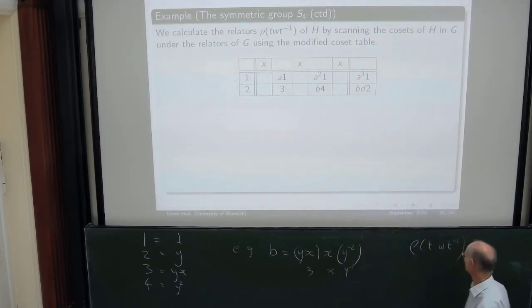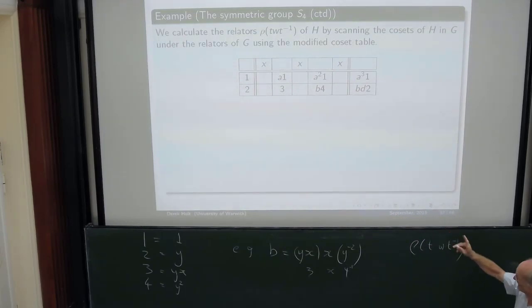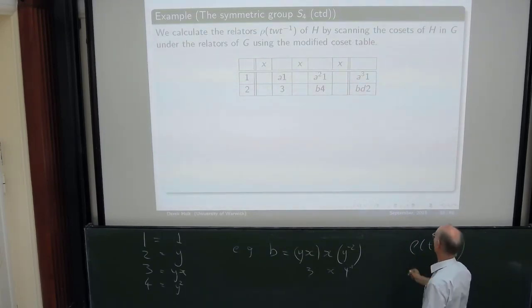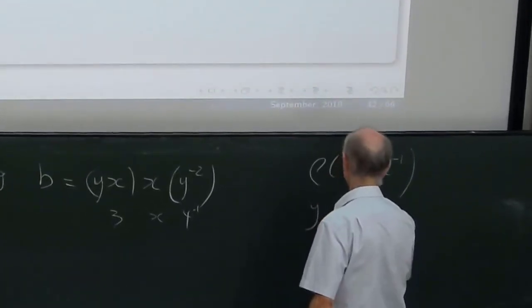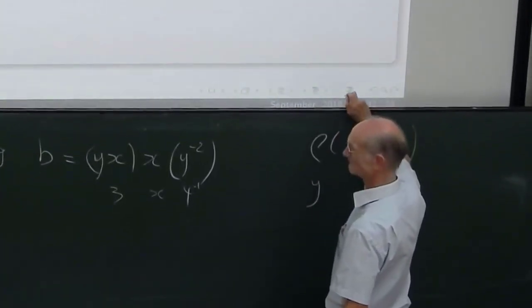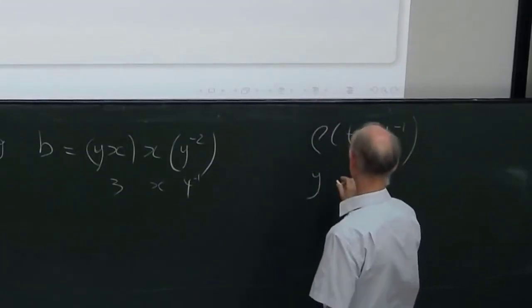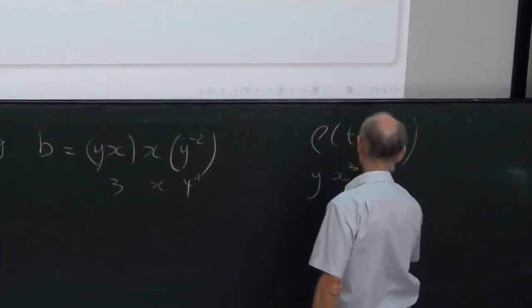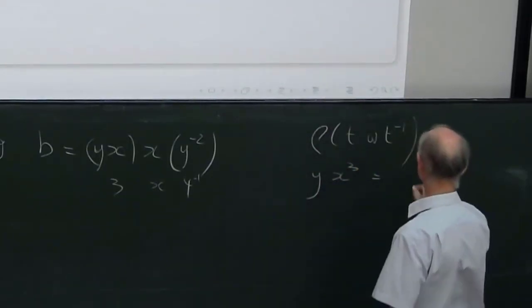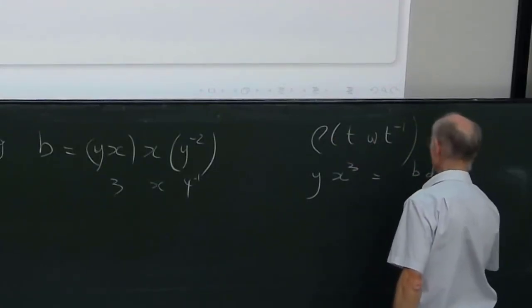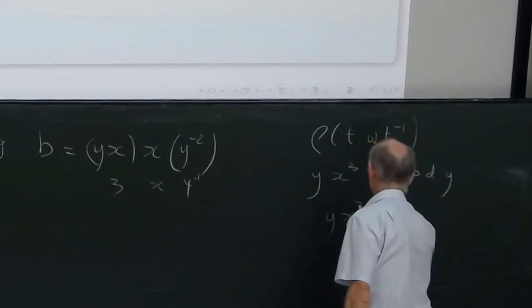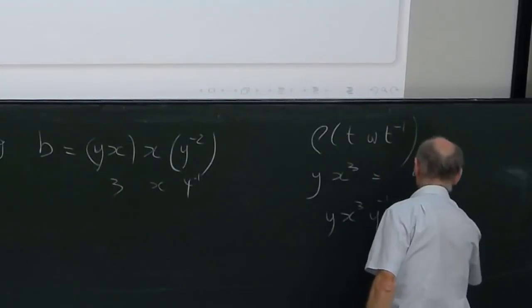The second one is where we start at 2. So that second row of the table is the case where t is y. In the second row of that table, we're looking at y times x cubed times y inverse, and the conclusion is it's bd times y. So y x cubed y inverse equals bd.